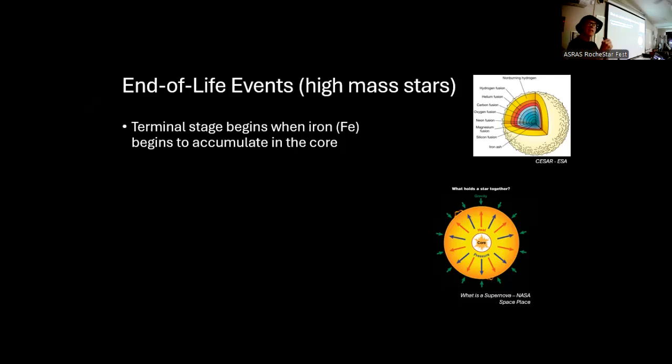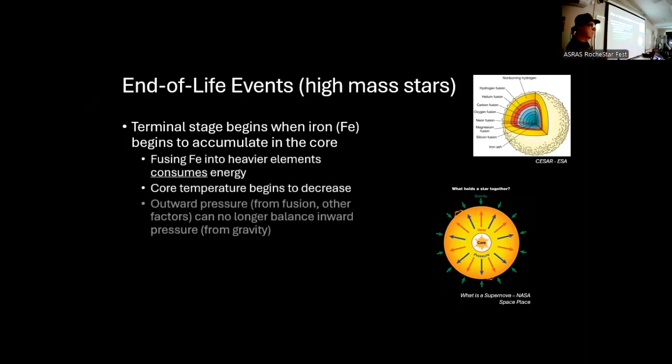So fusing elements up to iron is the last stage in which you get photons and energy out of the process. Once you begin to try to fuse iron into heavier elements, it requires energy. So with this energy-requiring type of fusion, the heat of the core decreases, and you stop producing photons and other radiation, and guess what? Gravity takes over.